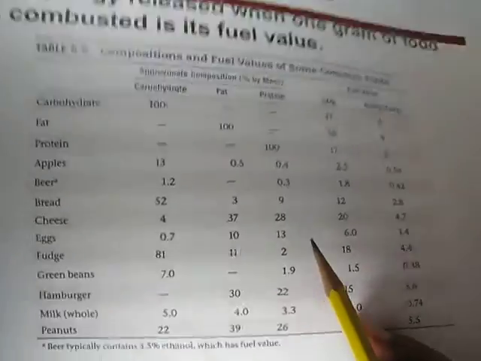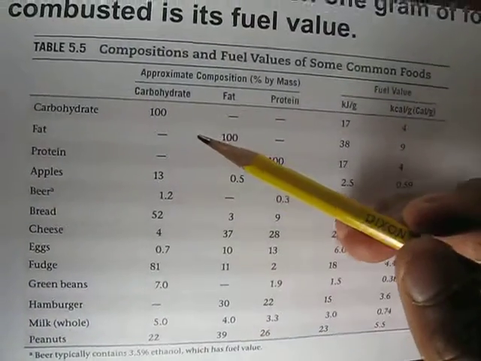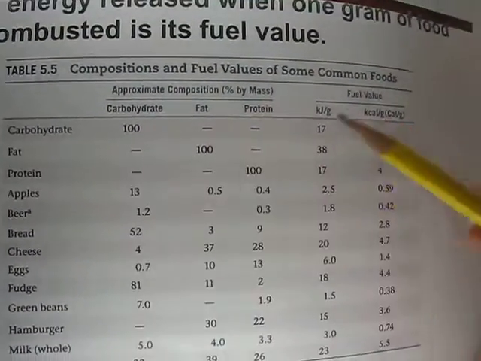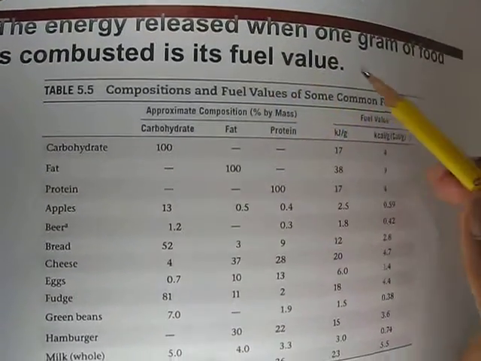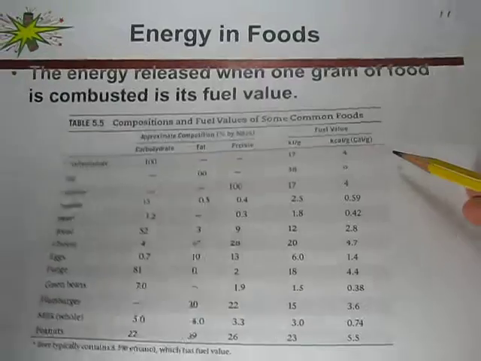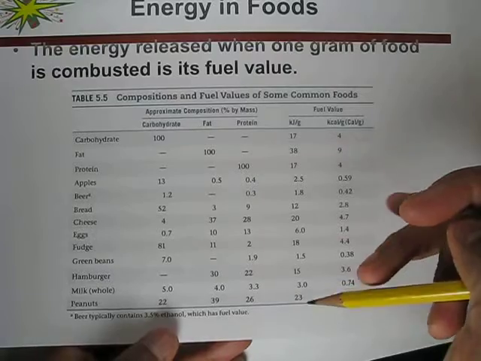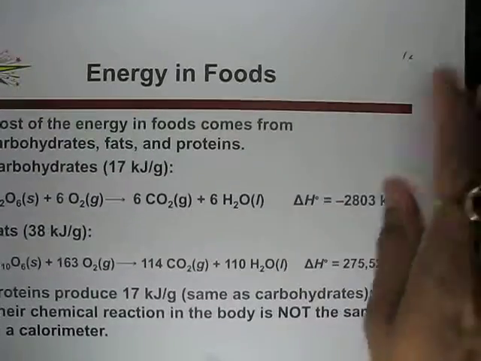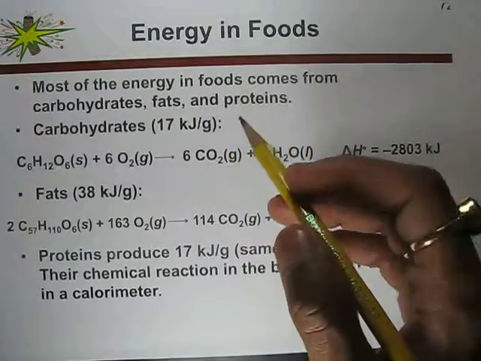It's easy to burn, and this is the way you may have seen on different food packaging labels how many kilocalories are burned when they combust 1 gram of food, how much energy will be released, and based on that they specify how much energy you will get from each food. So here is one example. Most of the energy in food comes from carbohydrate, fat and protein.